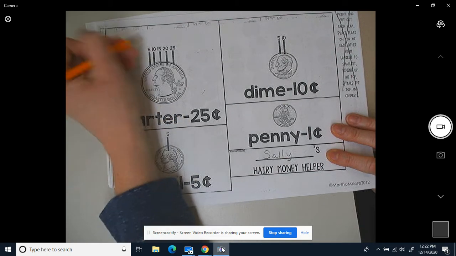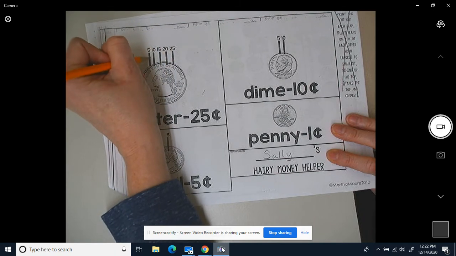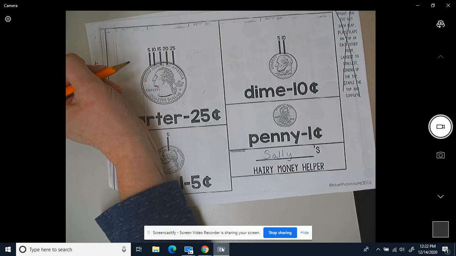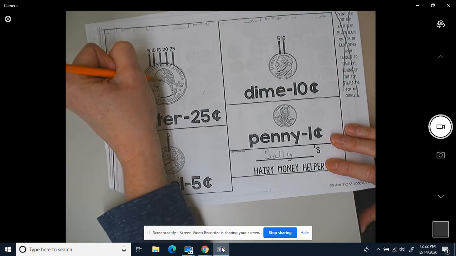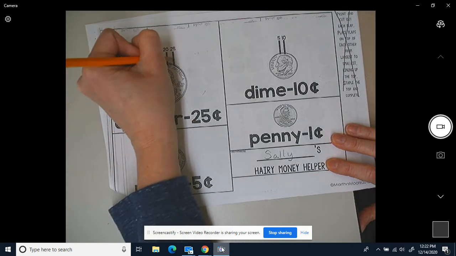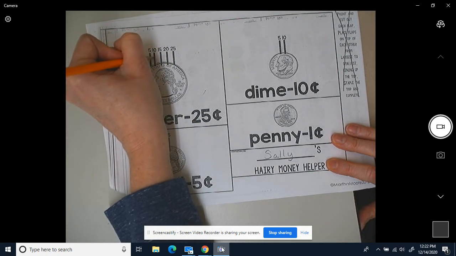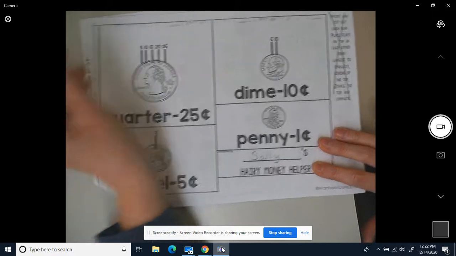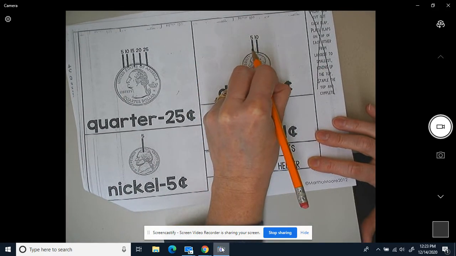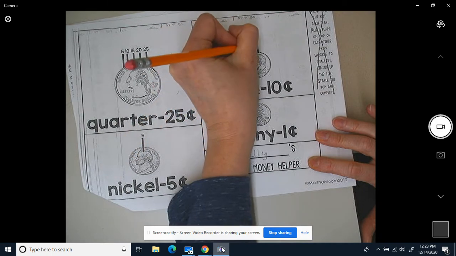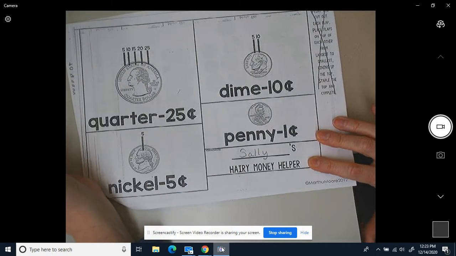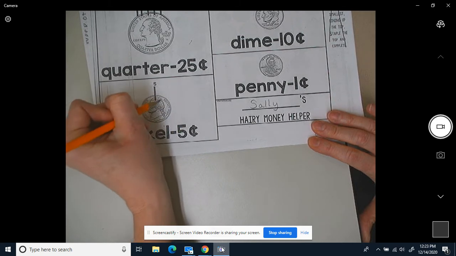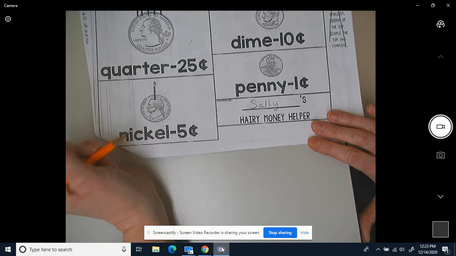A quarter has 5 hairs because each hair stands for a 5 and you count it by 5s. This will all make more sense in a little bit. A quarter is worth 25 cents, so it has 5 hairs because we go 5, 10, 15, 20, 25. A dime has 2 hairs because it's worth 10 cents, and we go 5, 10. A nickel just has 1 hair because it's worth 5 cents. So we just say 5.